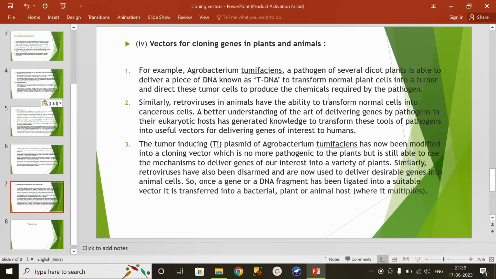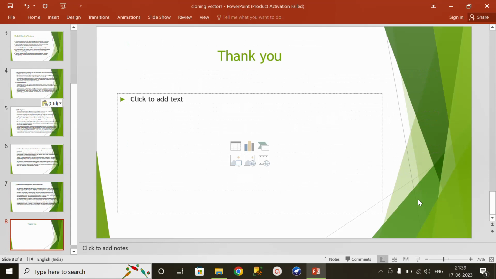Similarly, retroviruses have also been disarmed and are now used for delivering desirable genes into animal cells. So in gene therapy, retroviruses are used by disarming them and delivering the genes required for the production of desired chemical components inside the animal cells. Once the DNA fragment has been ligated into a suitable vector, it is transferred into a bacterial, plant or animal host, where it multiplies. So this was all about the cloning vectors.